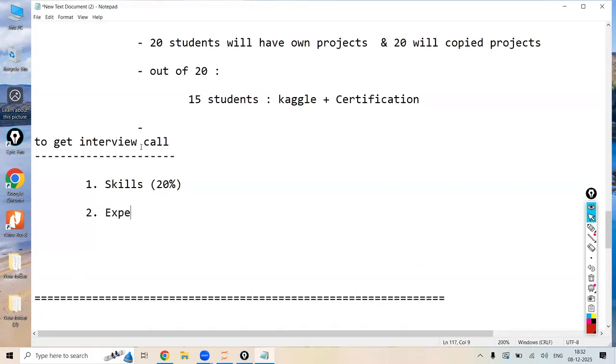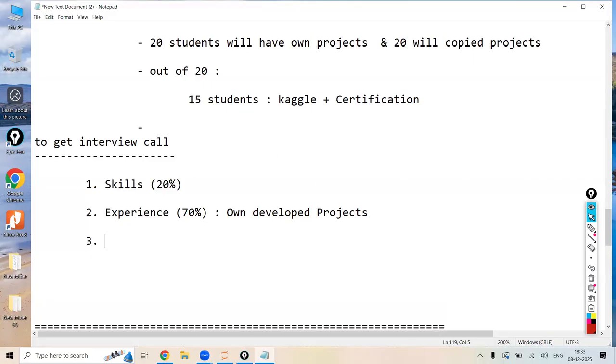Whatever you know, you are going to write those words. Second, experience. The second one is experience, which has the 70% weightage, which we call projects. What projects? Own projects, not copied projects or classroom projects. Own developed projects. That is called experience. That has the 70% weightage in the resume. And the third one is certification, which has the 10% weightage. So these are the weightages.